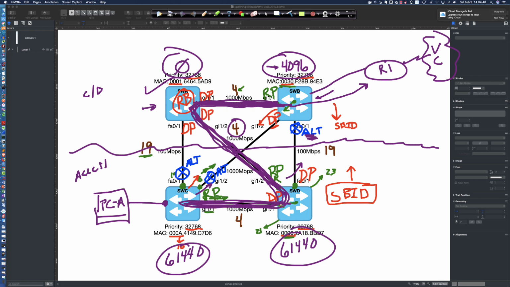Switch D, Gig 1.1 designated port. Remember, it's the opposite of a root port. Gig 1.2, I'm sorry, yeah, designated port, Gig 1.1 on switch D, Gig 1.2 on switch D. Fast Ethernet 0.1 is a designated port, and the opposite side of it just happened to be a blocking port.